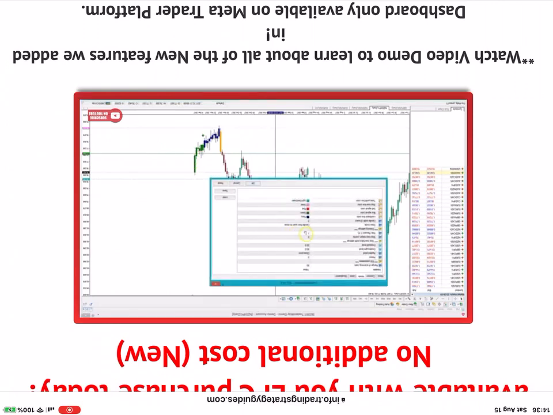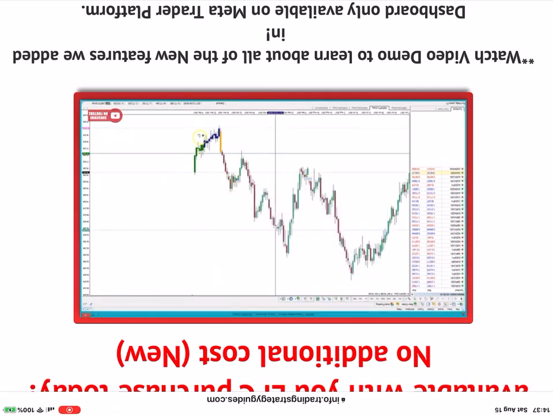We want to make sure you're the one actually taking the trade, not a robot, not some algorithm out there. But I'm going to leave this at 1-3, because this is what makes EFC indicators so successful: the 1-3 risk reward ratio.